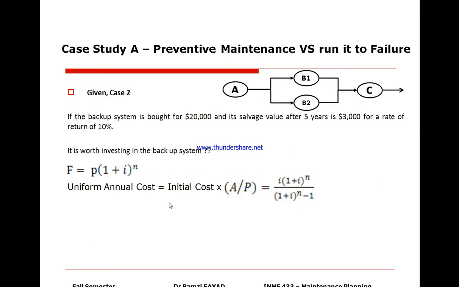In the second case, the backup system is bought for 20,000 and its salvage value after 5 years is 3,000, for a rate of return of 10%. Is it worth investing in the backup system? Yes or no? This is what we're going to do as part 2 of the case study in another video.